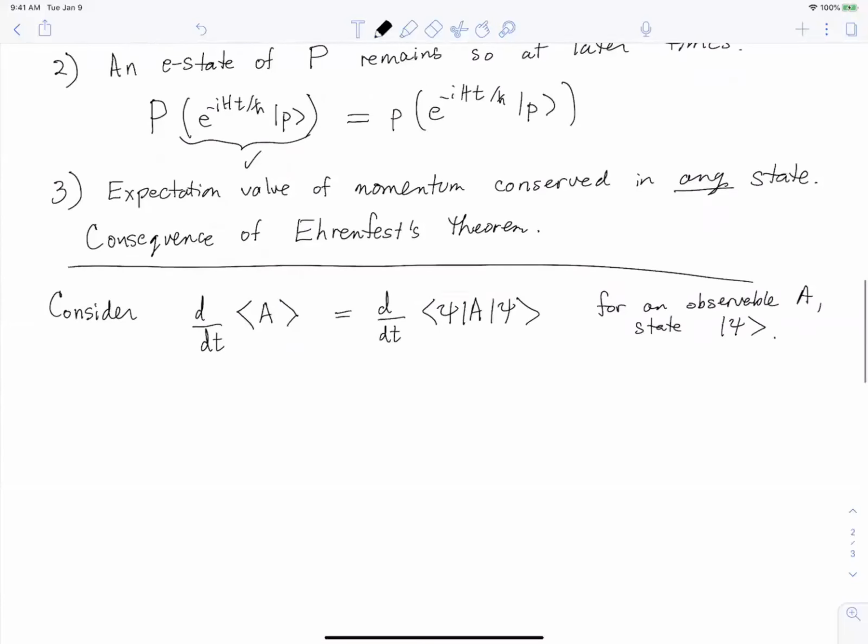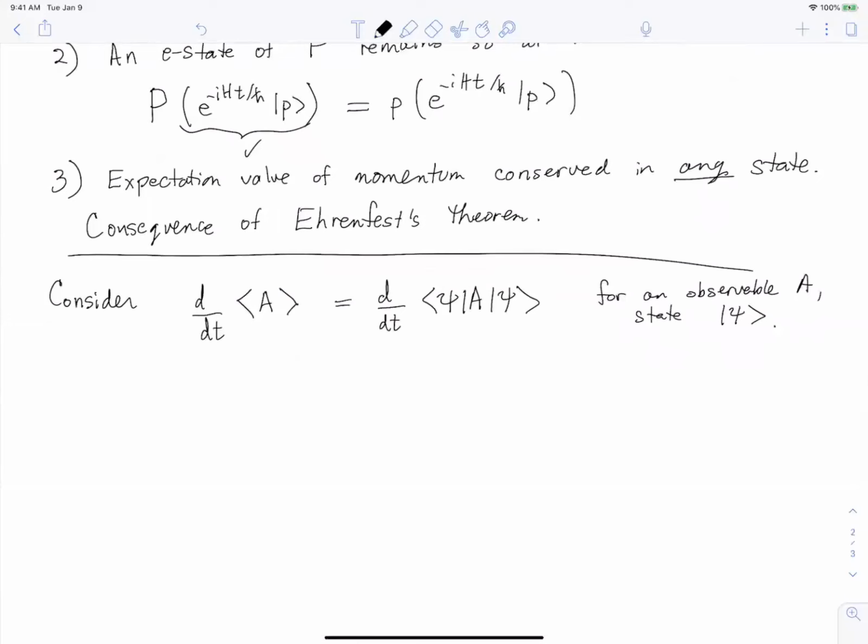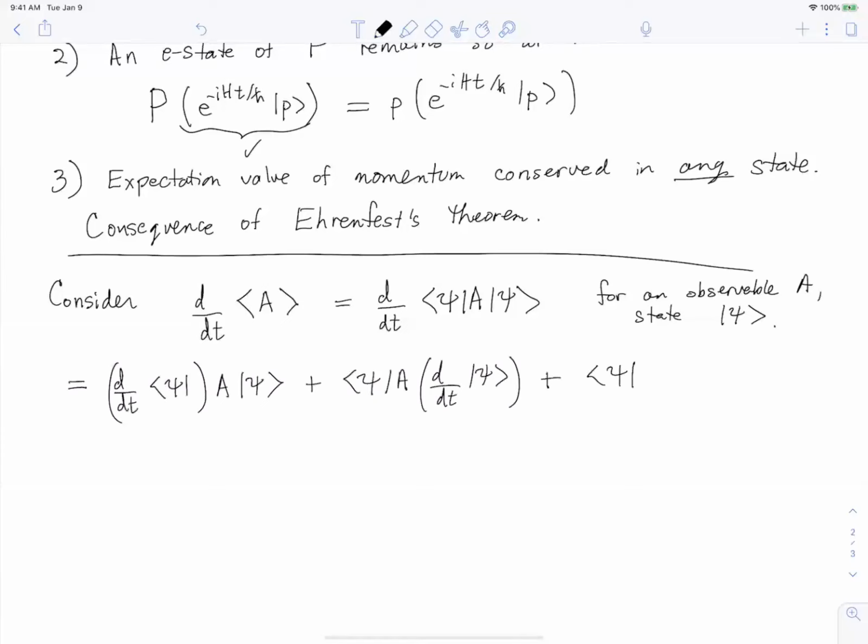Okay, so to think about this thing, what we're going to do is just take the derivative, and the derivative splits into three parts because the state psi could depend on time, but the operator A could also. So the three parts are going to be d by dt acting on the bra psi on the left by the product rule, plus the bra psi A times the time derivative of the ket psi. And then the third piece is psi times the time derivative of the operator itself.